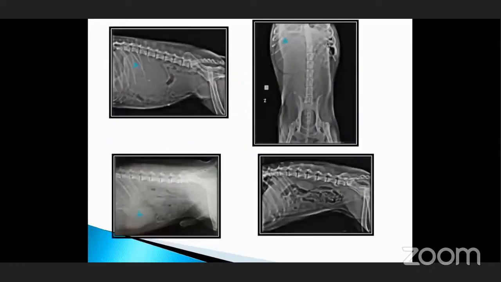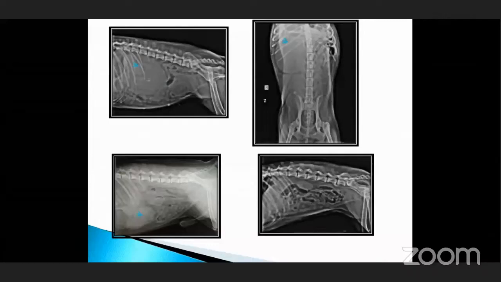Now, I have shown these radiographs just to show you the value of 2 orthogonal views. The first and second radiographs are the lateral and ventrodorsal views of the same dog. In the lateral view, you can see abnormal soft tissue opacity in the cranial abdomen. You cannot say whether it is on the left side or right side, but in the VD view, you can well appreciate that it is on the right side.